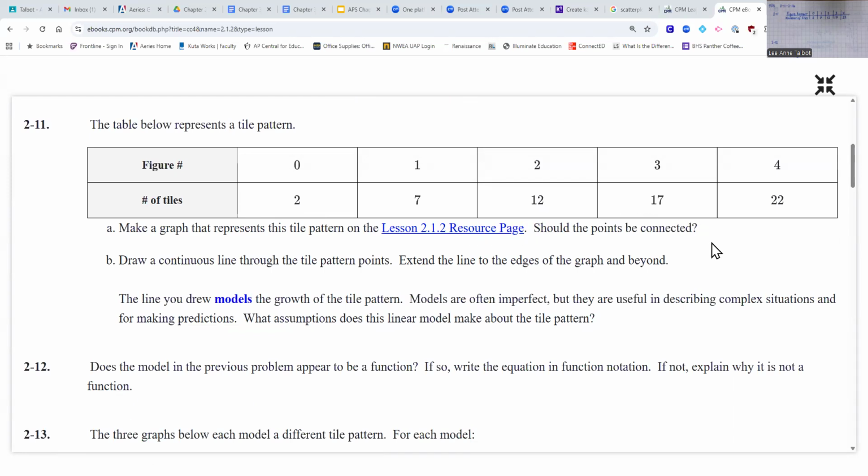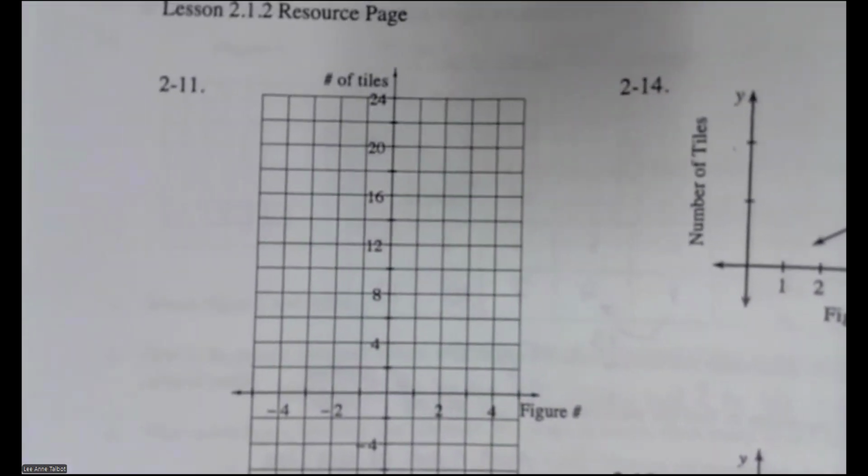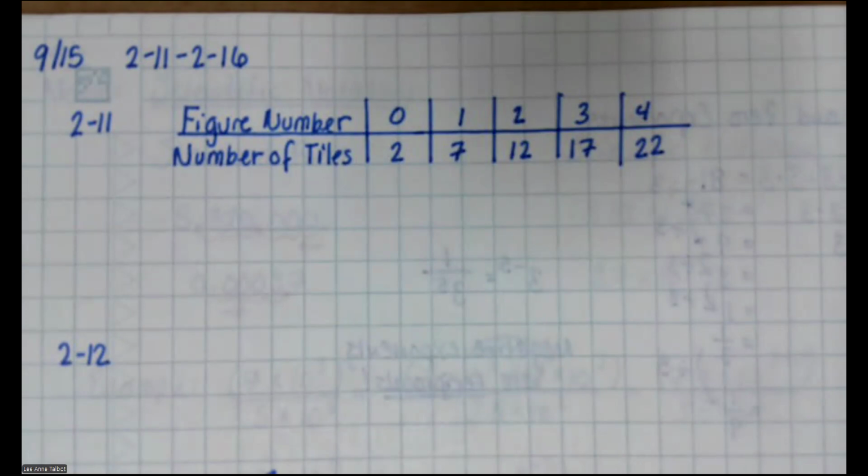Should the points be connected? We talked about this one time before today. So we're going to graph these coordinates on this table, but should we connect them? I see a lot of yeses and a lot of nos. Okay, let me ask you this. Can you have a figure number 1.5? Can you have a figure number 0.2? No. So do not connect the points.